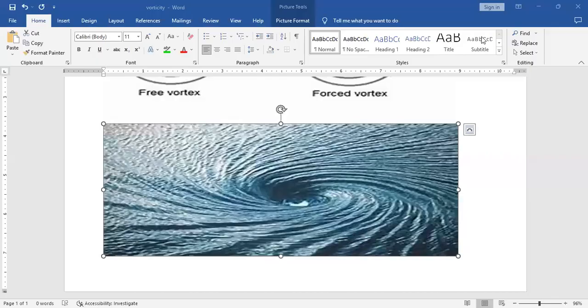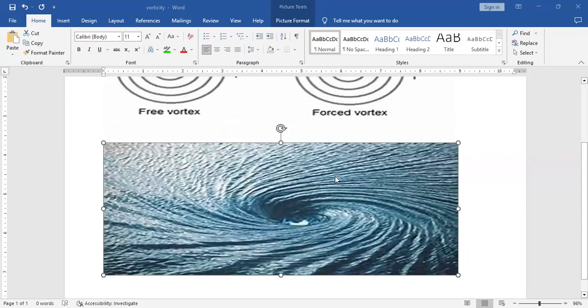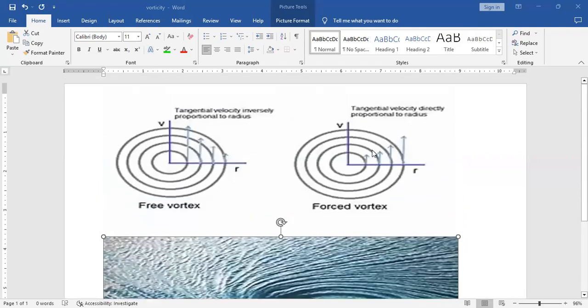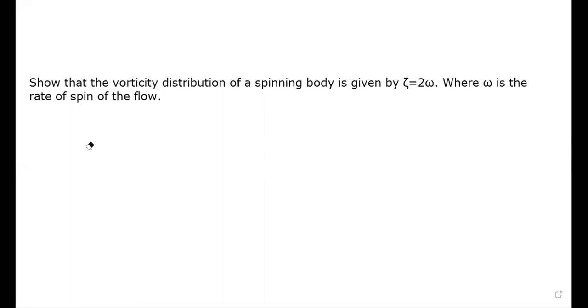But before I continue, I want us to look at this picture. By definition, we had learned that vorticity is a measure of local spinning motion of a fluid. And if you look at this fluid here, it shows the spinning motion of the fluid. You can see that the rotating fluid has velocity and it also has a radius. Okay, so let's look at the question again. Show that the vorticity distribution of a spinning body is given by vorticity equals 2 omega.